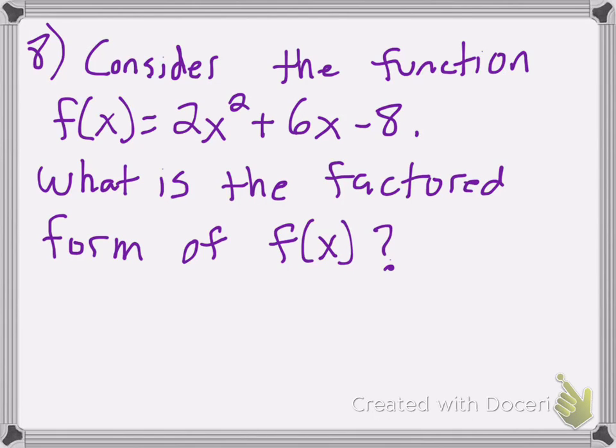Consider the function f of x equals 2x squared plus 6x minus 8. Okay? What is the factored form of f of x? Well, guys, like I said, we're ending on a good note. Let's do this. 2x squared plus 6x minus 8. Set that equal to 0. Let's go back to what we've been doing. We're setting it equal to 0. You're going to see a question that asks, what is the factored form of this? You need to be able to do this.